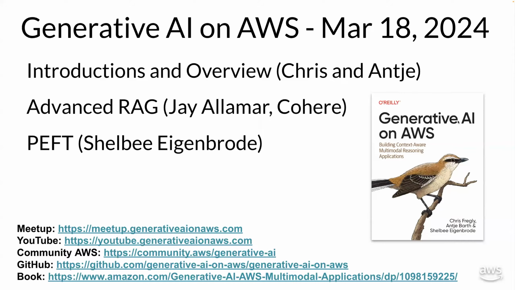Every month, we're going to cover a couple of topics and discuss topics from our book, Generative AI on AWS. Today's topic is parameter-efficient fine-tuning that Shelbee will jump into later. And I'm also super excited to welcome a guest speaker for today, Jay Alammar.